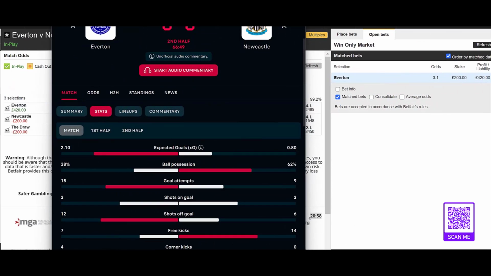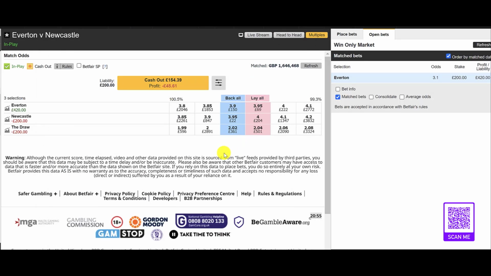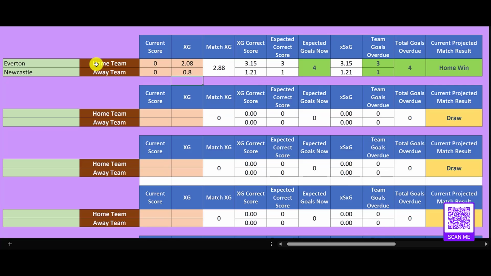So we're at the 66-minute mark in this one, and it's still 0-0 in this one. So look, when you're trading these football matches with just XG, it's important to keep on top of things, okay? So I've updated the numbers and we can have a quick look at that. And it's still pretty much the same case, okay?